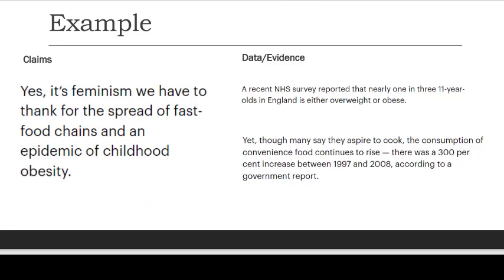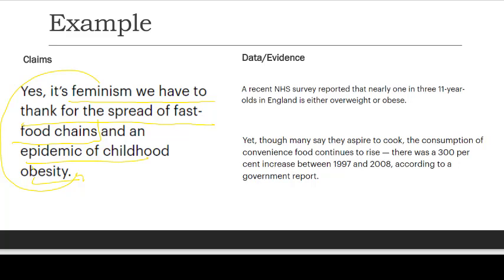So as an example from the article, "Has Feminism Killed Art at Home Cooking?" One of our claims is feminism is who we have to blame, or to thank in this case, for the spread of fast food chains. So that's claim number 1. And then in the other claim, she's making the claim that feminism is the thing that caused the increase in the actual epidemic of childhood obesity.